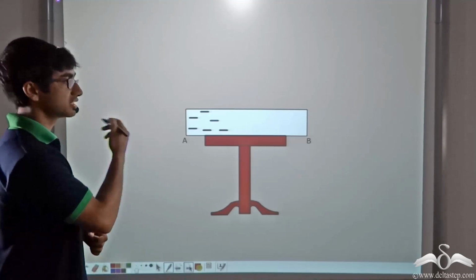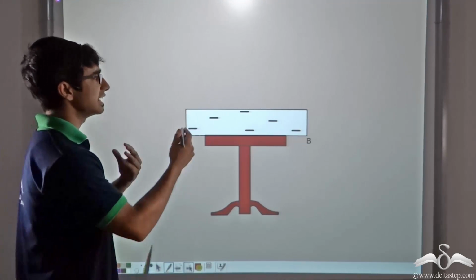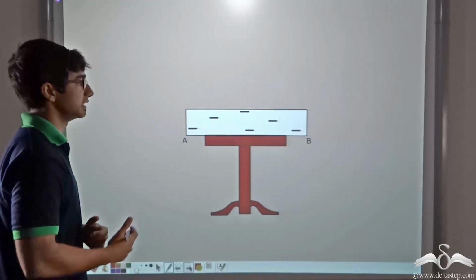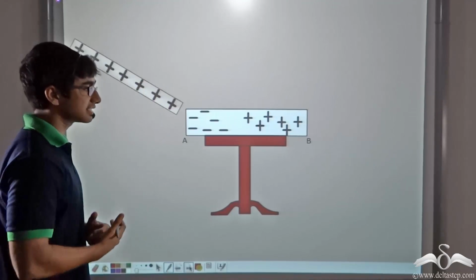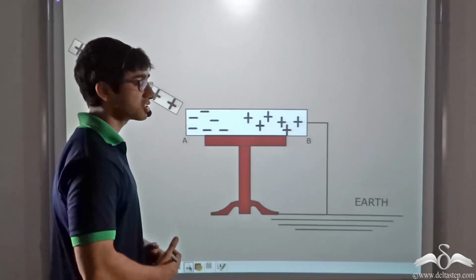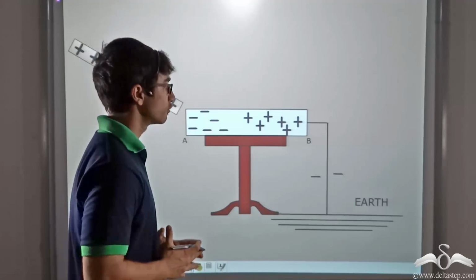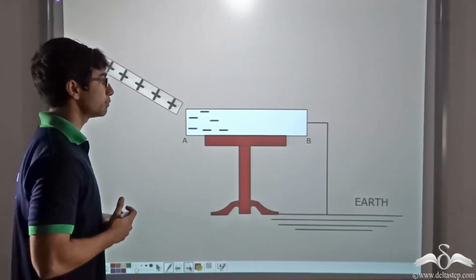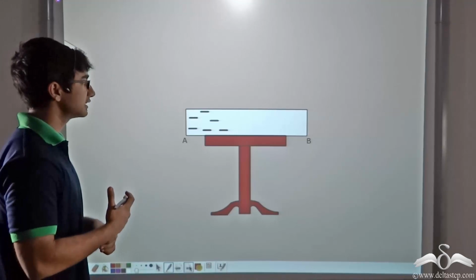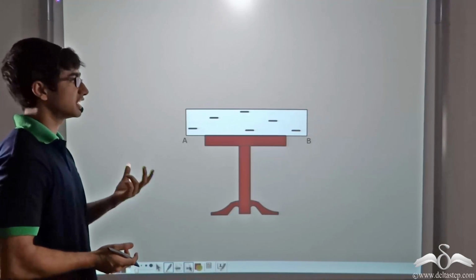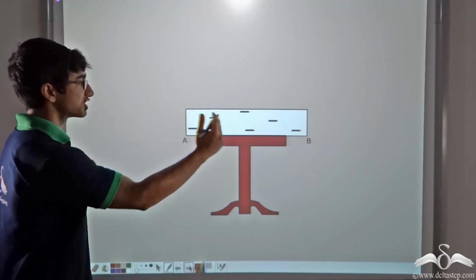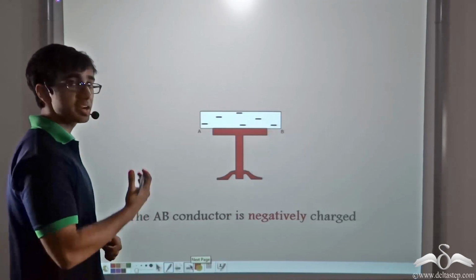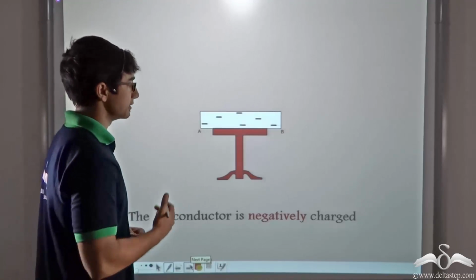Then we remove the positively charged rod and the electrons redistribute themselves in the conductor AB. So we can say that this is happening because the earth is a good source for charges. The electrons flow in, neutralize the positive charges, and after that we remove the positively charged rod so that the electrons redistribute themselves. And thus we get a negatively charged conductor AB.